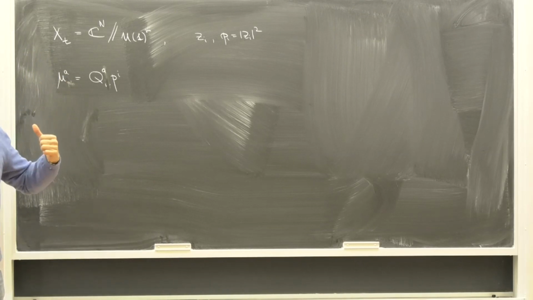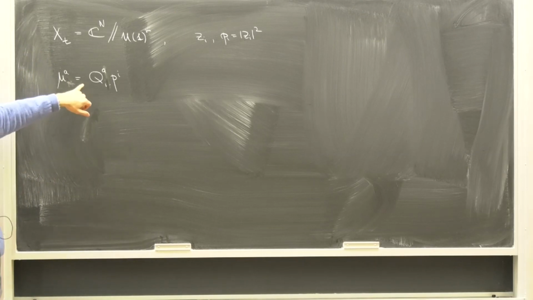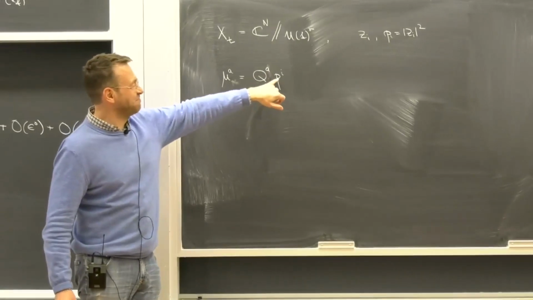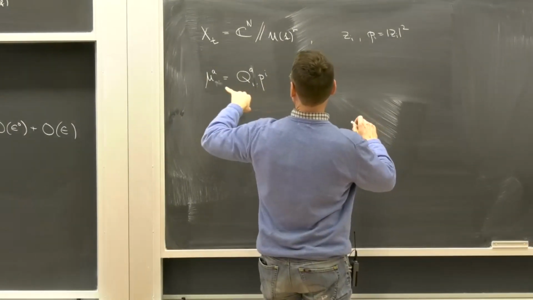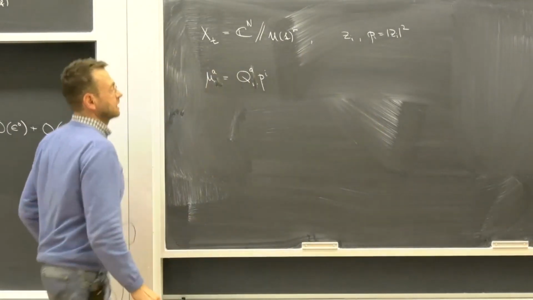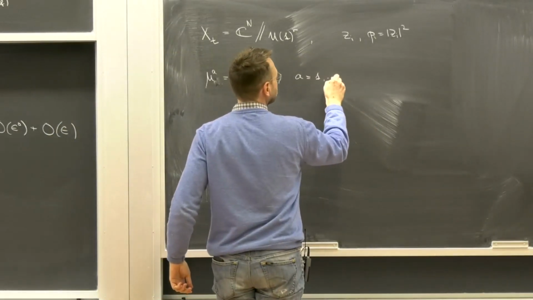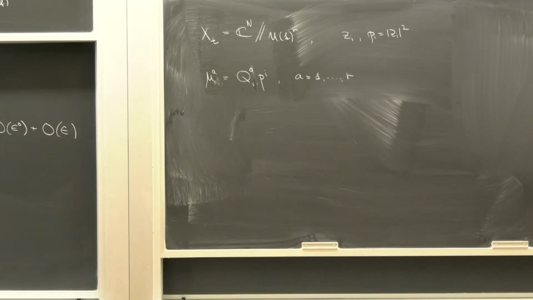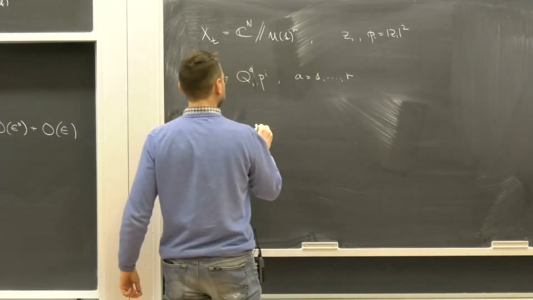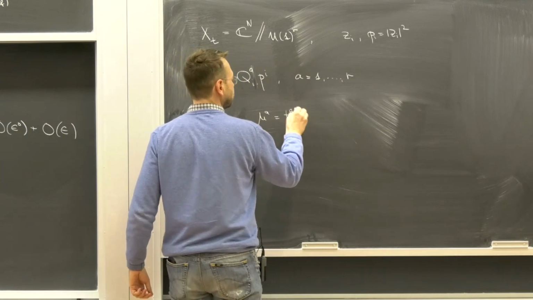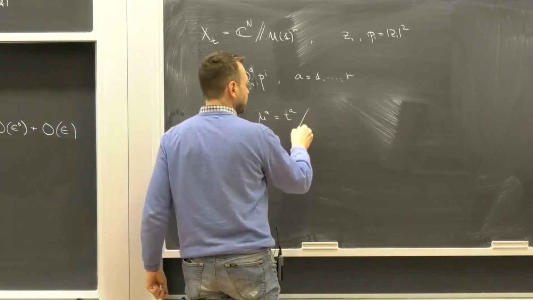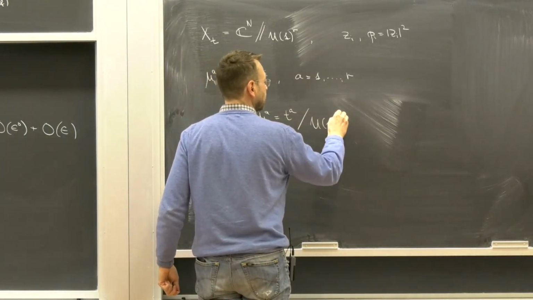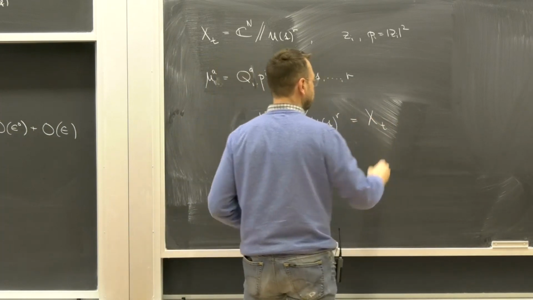Okay, mu_A is equal to Q_A^i |zeta_i|^2. Here A is just an index, and A runs from 1 to r. And then I need to say that my mu_A is equal to some t_A. So these are the values of the moment map. I'm going to this space, and then I'm quotienting by the remaining U(1)s. This gives me the space X_t, which depends on t.